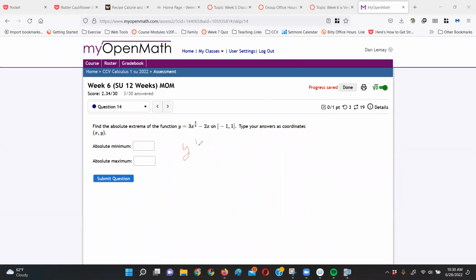So y prime equals, I'm going to do 3x times 2/3, and then maybe I should have written that in front. And then we're going to do negative 1/3 for the exponent minus 2, because the derivative of negative 2x is negative 2. And then what's 3 times 2/3? I think it's 2. And then I'm going to write it out this way: 2 over the cube root of x minus 2. And I want to know, when does that equal 0?